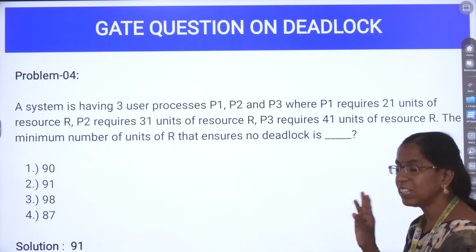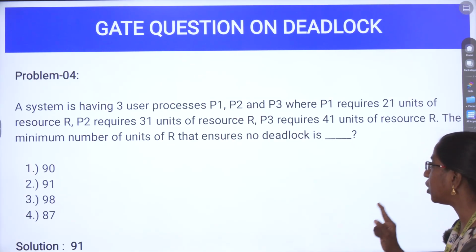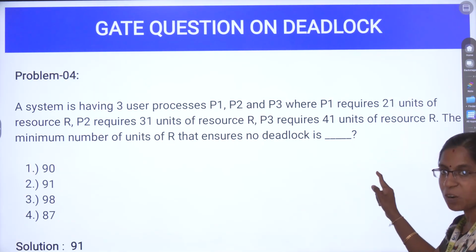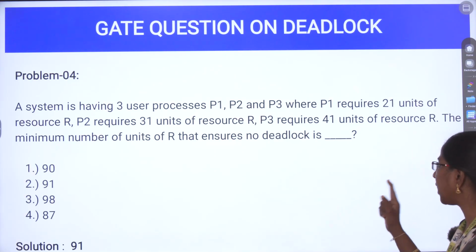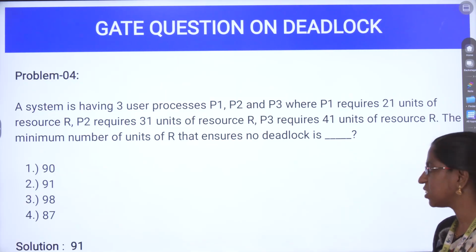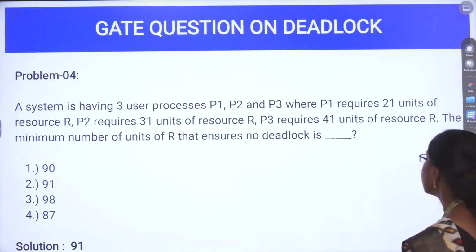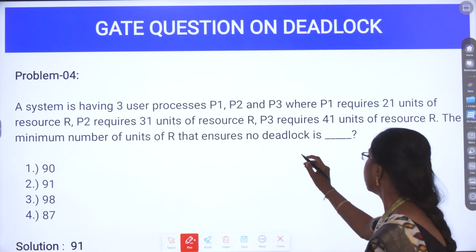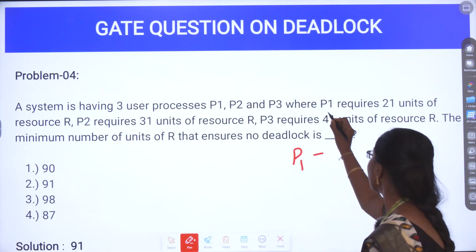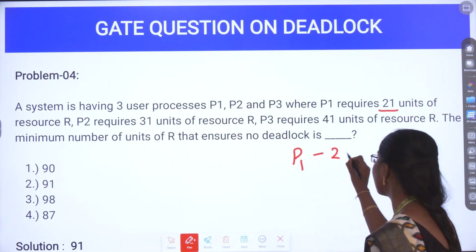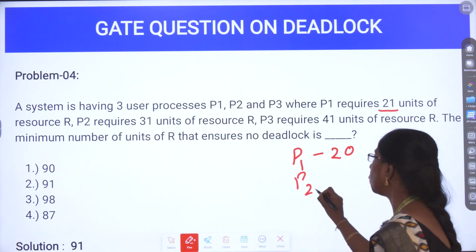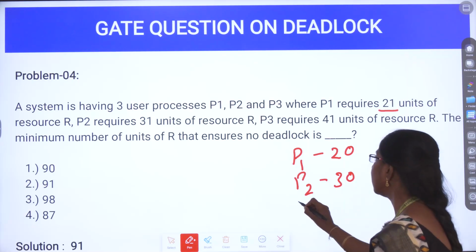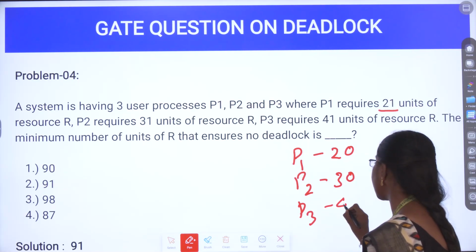A system is having 3 user processes P1, P2, P3. P1 requires 21, P2 31, P3 41. Then the minimum. Same problem like this. So how can we find out the answer? P1, for calculation, is 21, so I am taking 20. P2 31, I am taking 30. P3 41, I am taking 40.